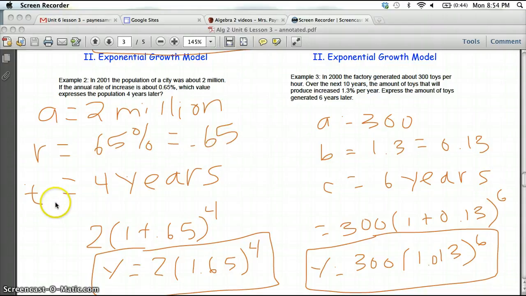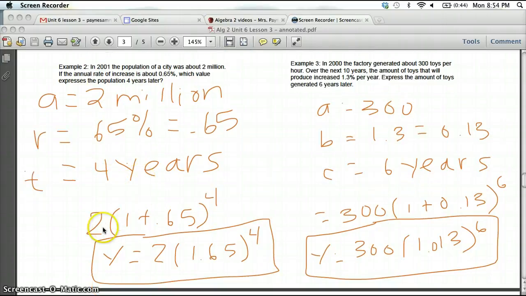Okay? And then our T is how many years? So which value expresses the population 4 years later? So again, our time is 4 years. So 2 times 1 plus 0.65 to the 4th. Now don't go ahead and figure that all out. Your answer would just be Y equals 2, and then 1 plus 0.65 is 1.65, to the 4th.